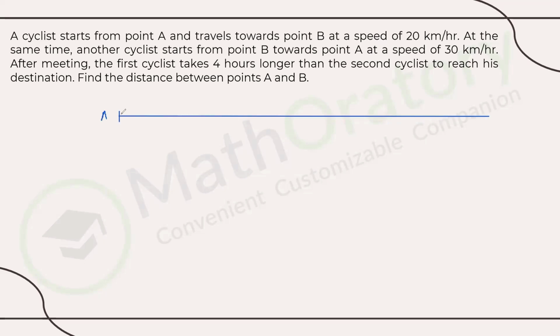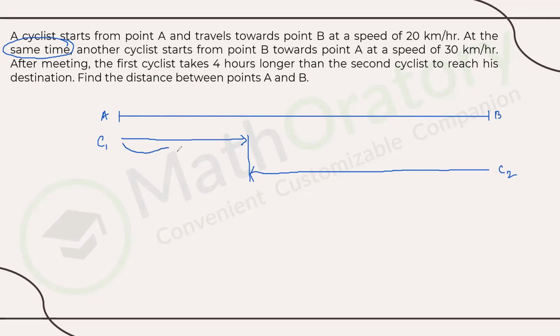Let us say this is point A, this is point B. Also, let us consider that they meet at this point. Doesn't matter, just a rough diagram here to visually understand this. So this is cyclist 1, this is cyclist 2. Now, the first thing we should understand is that both are starting at the same time and they are meeting at this point. So they have reached this point, both of them at the same time, implying the distance that this cyclist covers and this cyclist covers is happening in the same time. So these two times should be equal.